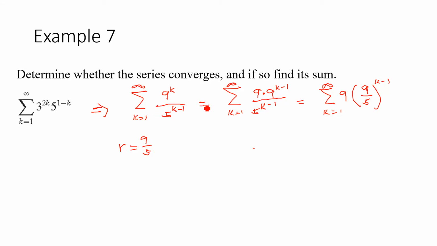If we get the absolute value of r, this is greater than 1. And since r is greater than 1, we can say that the series diverges. And if the series diverges, there is no sum at all. Okay.